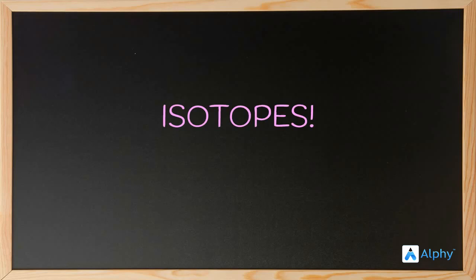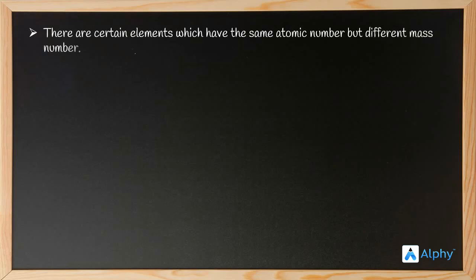Today I'll be teaching the topic isotopes. Let's begin. There are certain elements which have the same atomic number but different mass number, and those elements are called isotopes. Let us consider the following example.